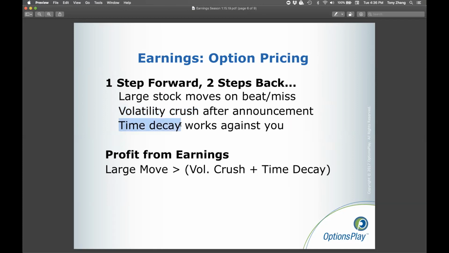So because these are the three factors that have the largest impact on the option price around earnings, in order to profit from earnings, the large move that you have in the underlying stock must overcome what you lose in the volatility crush and the time decay in order for this strategy to be profitable. So if the large move that you have is greater than the volatility crush and the time decay added together, you're going to make a profit.